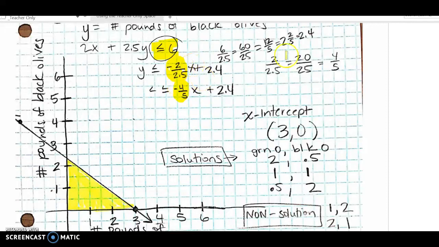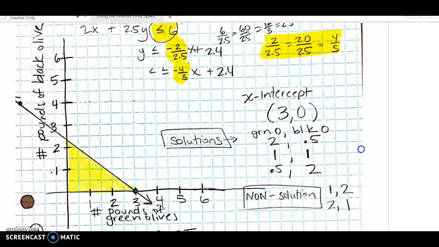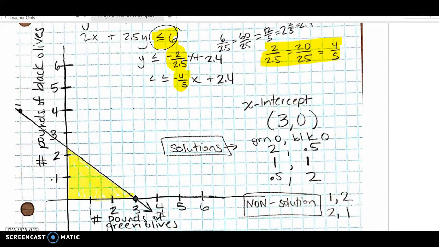So if you look over here where I simplified the slope, 2 over 2.5, so get rid of the decimal, move the decimal once to the right in the top and the bottom. That's equivalent to multiplying by 10. So that's 20 over 25. 20 over 25 divided by 5 is 4 over 5. So that's how I came up with -4/5. I left the y-intercept 2.4, but I didn't use the y-intercept in my graph.